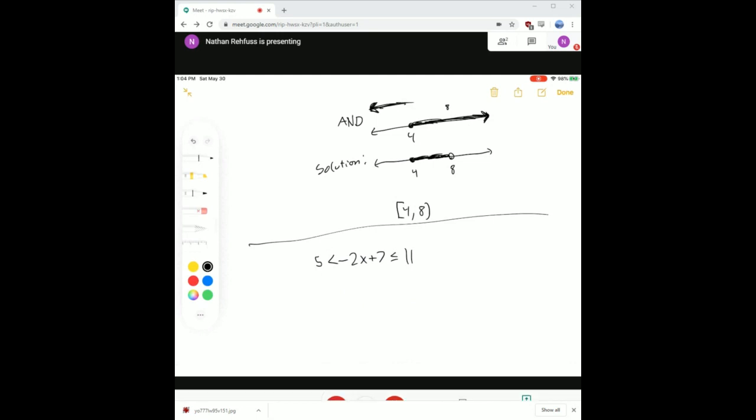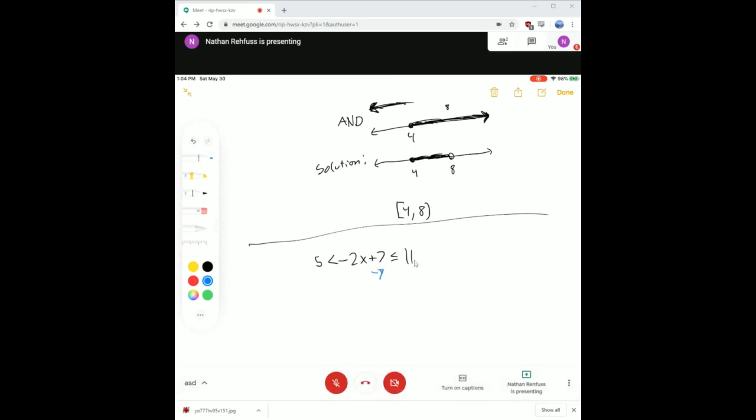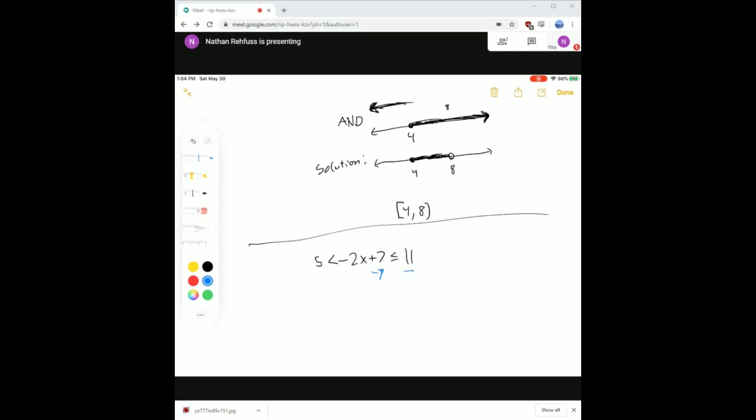So I'm trying to get x by itself. I want to subtract this 7. If I do that, negative 2x plus 7 was less than or equal to 11, so now negative 2x has to be less than or equal to 4. And it was bigger than 5, so the new thing has to be bigger than negative 2. I have to subtract 7 from all 3 sides. Can't just do 2 sides, have to keep the balance. Whoops, that should be a positive 4. 11 minus 7 is positive 4.